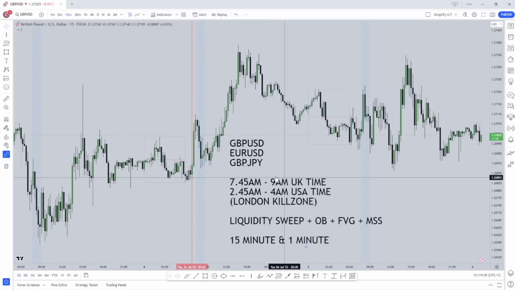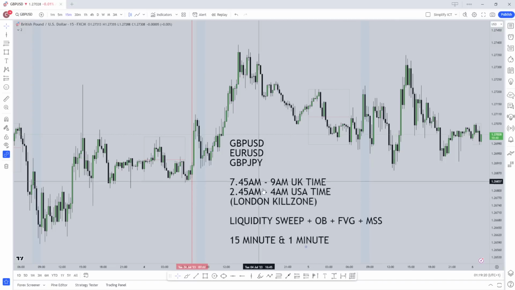So next thing, delineate the time window we're going to be trading. It's 7:45 AM to 9 AM UK time, which is 2:45 AM to 4 AM USA time, and this is the London Killzone strategy. It's only a 1 hour 15-minute window. It's not very long at all. So that's the time window we're going to be looking for trades in.